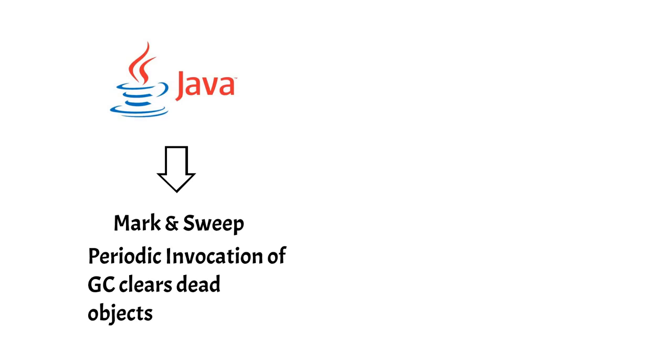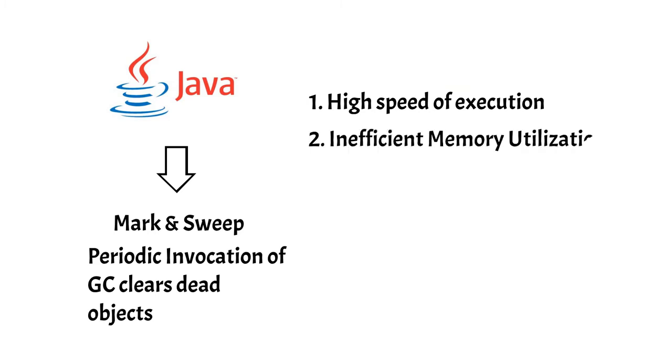Different programming languages use different garbage collection algorithms. For example, Java uses the mark and sweep algorithm, where all the dead objects are marked initially, and a periodic invocation of garbage collection cleans them out. This type of algorithm is helpful to maintain high speed of execution, but it also leads to inefficient memory utilization. So both algorithms have their pros and cons. I hope that the concept is clear.